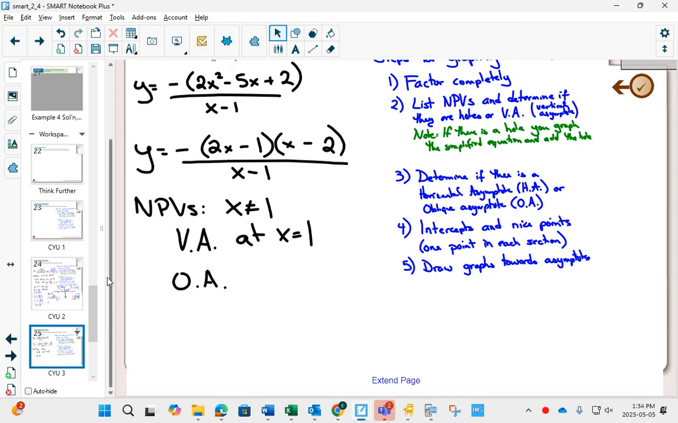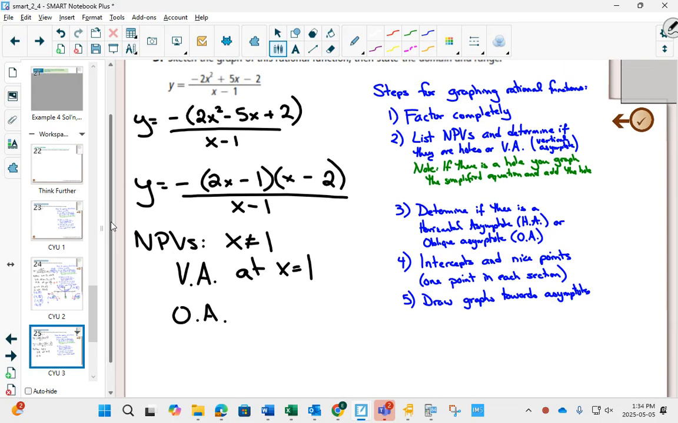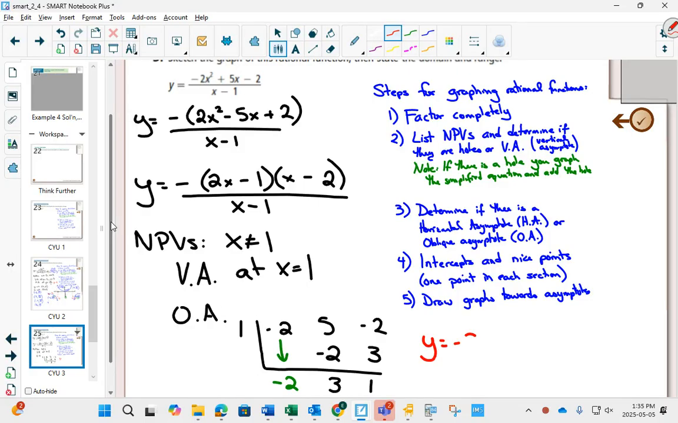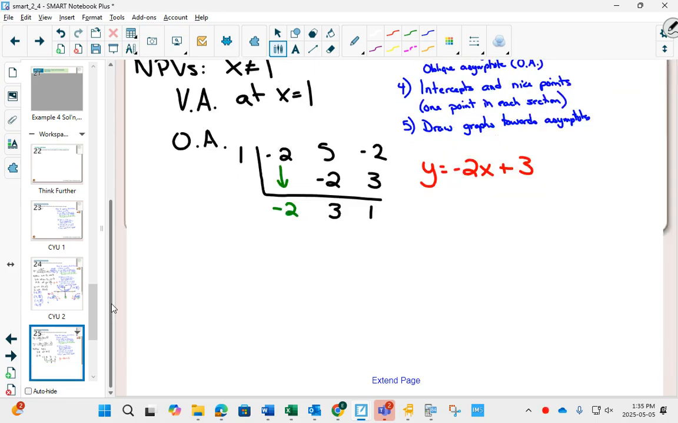How do we find an oblique asymptote? Well, we take our original equation and do synthetic division. So it's negative 2x squared plus 5x minus 2, divided by x minus 1, so you put a positive 1 out front, bring down the negative 2, then multiply and add. Multiply and add. And so your oblique asymptote will be y equals minus 2x plus 3. Remember, you can just ignore the remainder. And once you have all of your asymptotes, that's when I would start graphing.